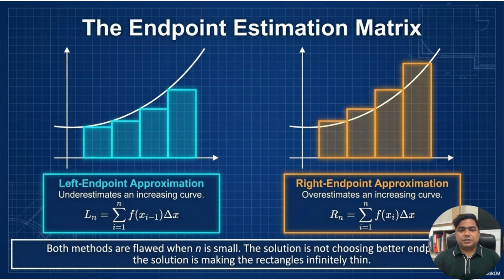The important message is that both methods are approximations. When the number of rectangles is small, the error can be large. One method may give a value that is too small, and the other may give a value that is too large. But the solution is not simply choosing the left endpoint or the right endpoint. The real solution is to make the rectangles thinner and thinner. When the rectangles become extremely thin, the approximation becomes extremely accurate. This idea prepares us for the exact definition of the definite integral.